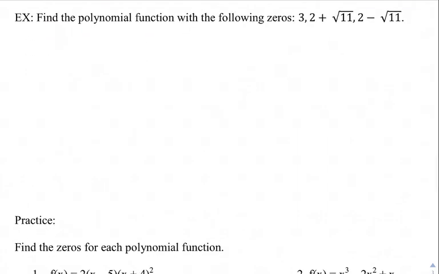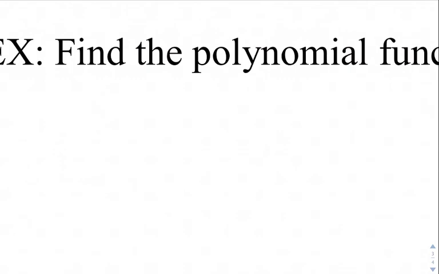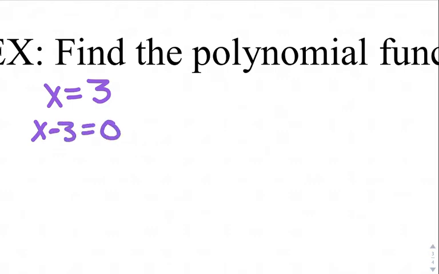So it says find the function with the following zeros. So I know what I have to do is I have to set each one of those equal to x. So I have x equals 3. And from above we saw that all you have to do is subtract 3 over and we get this. So I know that's one factor. Now I have x equals 2 plus radical 11.